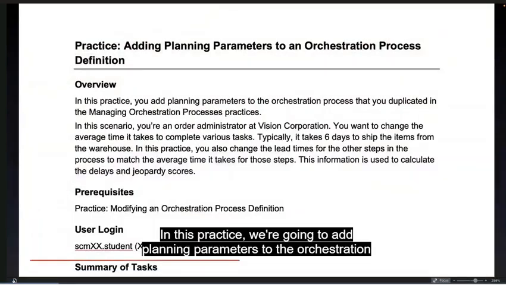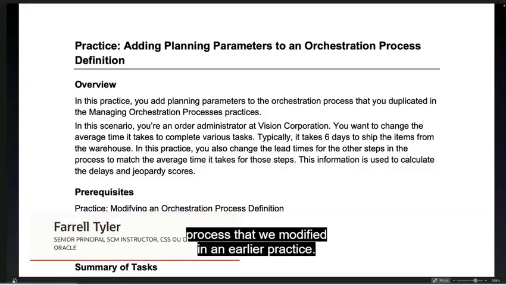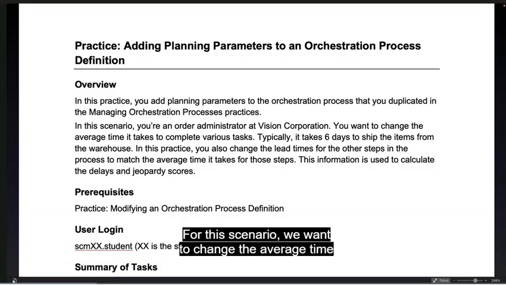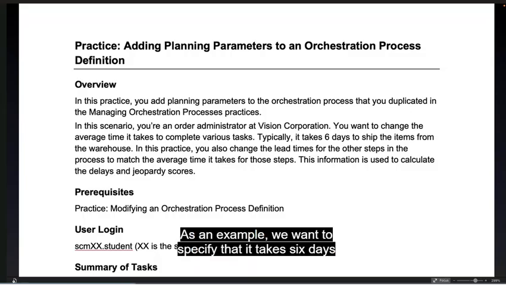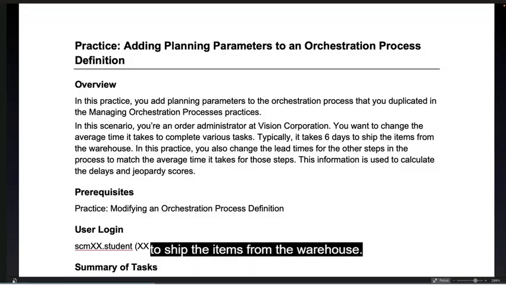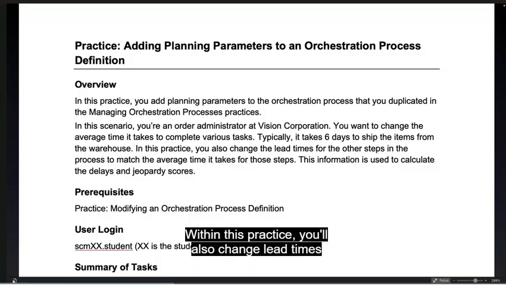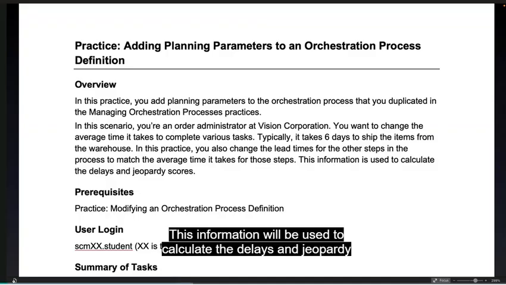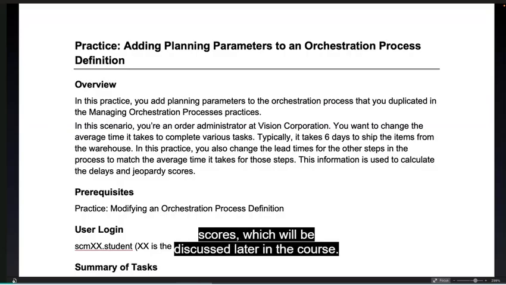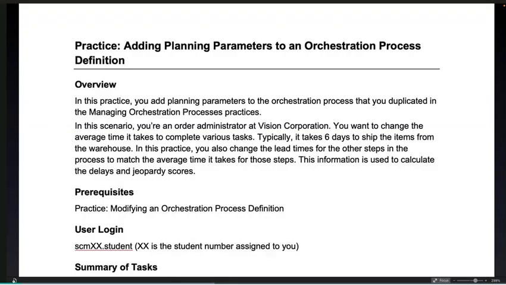In this practice, we're going to add planning parameters to the orchestration process that we modified in an earlier practice. For this scenario, we want to change the average time it takes to complete certain tasks. As an example, we want to specify that it takes 6 days to ship the items from the warehouse. Within this practice, you'll also change lead times for other steps in the process. This information will be used to calculate the delays and jeopardy scores, which will be discussed later in the course.